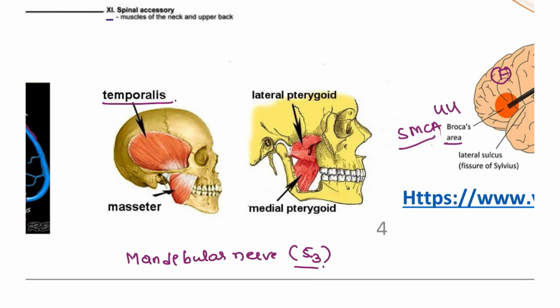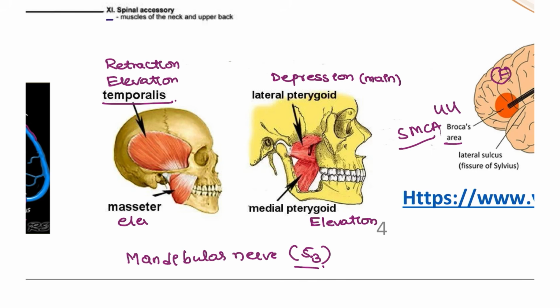Temporalis function. What is the most common temporalis function? Retraction. More than the retraction, it will be elevation. And lateral pterygoid will complete with the depression. And medial pterygoid, main function. This is the main function. Depression. Medial pterygoid will be helping in the elevation.